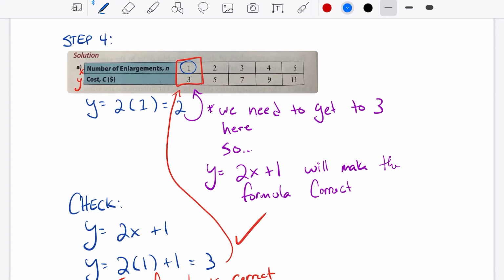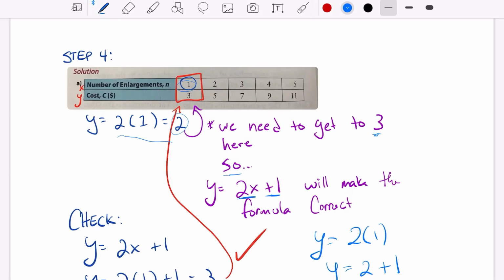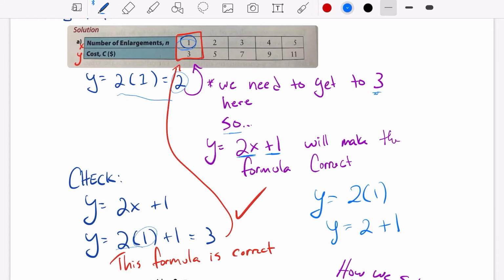So looking again here, check it out. We did the same thing. It equals 2, so we're not quite there. We need to get to 3 here. So we need to have 2x plus 1. That's the correct formula because y equals 2 times 1 was 2, and then I needed to add 1 to get to 3. So let's check it out. I put my 1 value right here into the x, and I did the new formula math. So 2 times 1 was 2, plus 1 equaled 3. And now my table works.